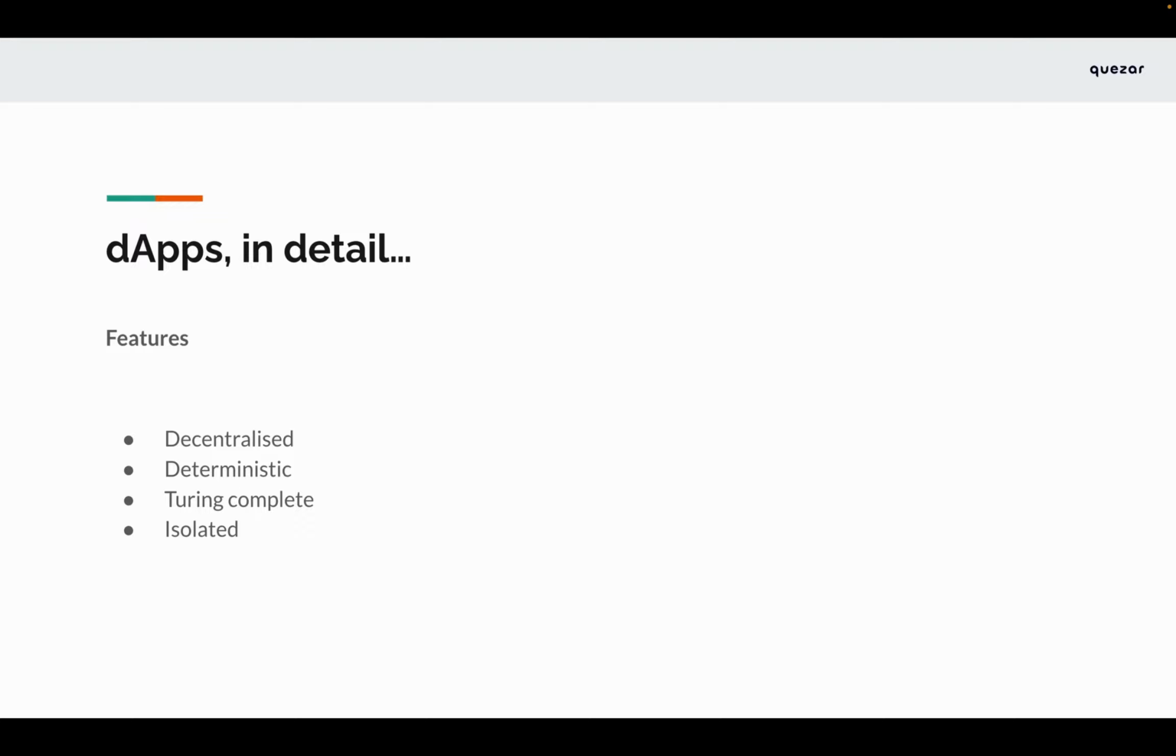The last feature of dApps is that they're isolated, which means dApps are executed in a virtual environment known as the EVM, so that if the smart contract has a bug, it won't hamper the normal functioning of the blockchain. So, whenever you execute a transaction request on the blockchain, the state changes are carried out in the EVM according to the code of the smart contract, but in case the transaction fails, those state changes are not committed on the blockchain.